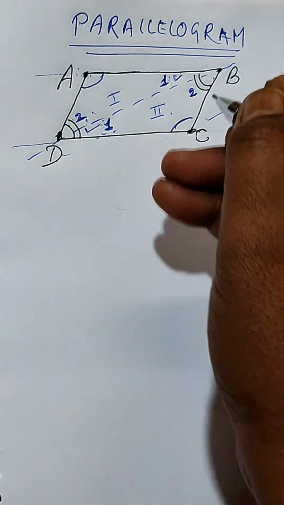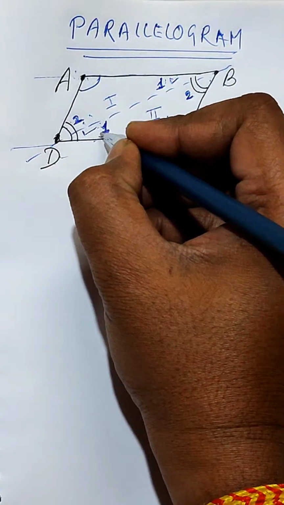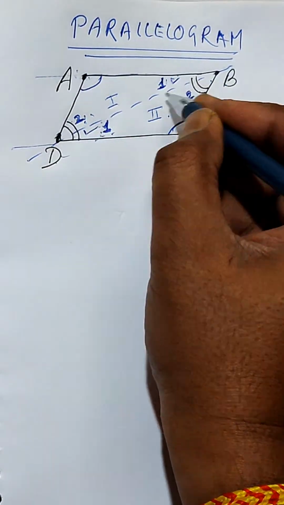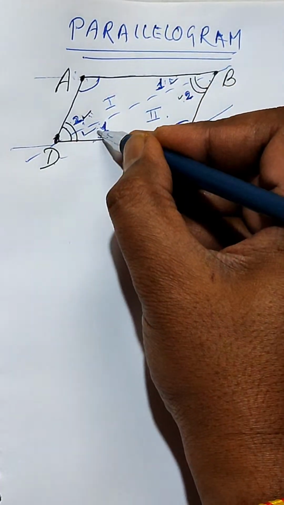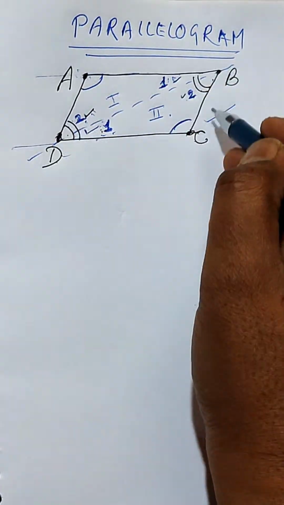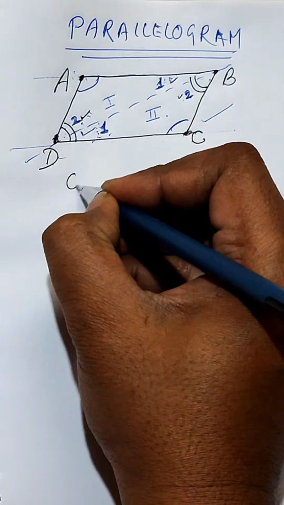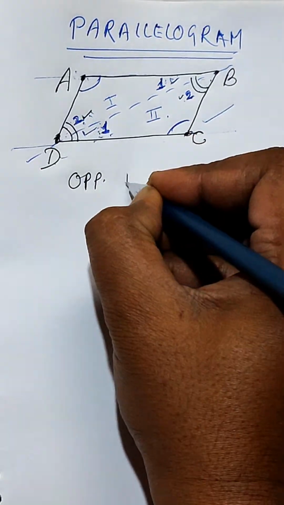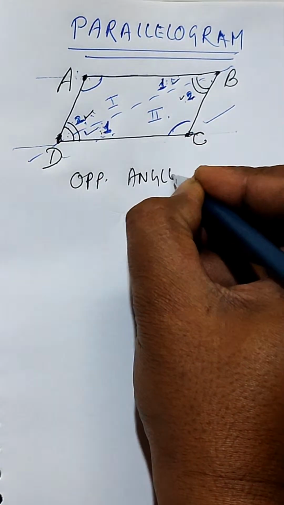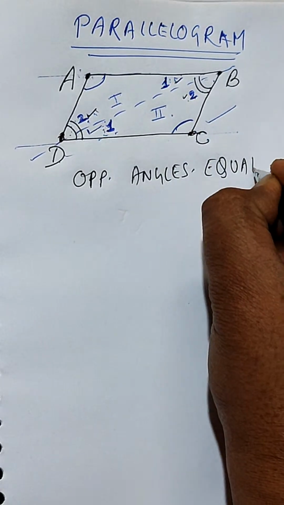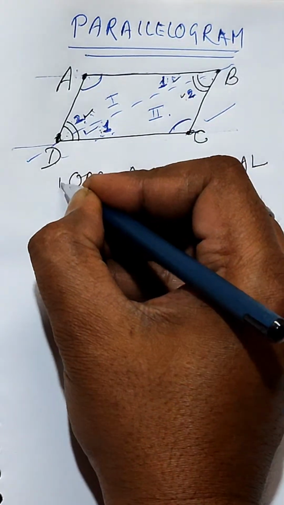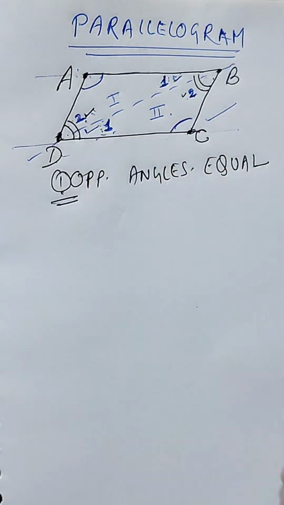I'm changing my pen now. So we can see 1 plus 2 is equal to 1 plus 2 because this 2 is alternate to this 2 and this one is alternate to this 2. So in any parallelogram the opposite angles are equal. This is a theorem. Opposite angles are equal. This is a property which is followed. This is number 1.